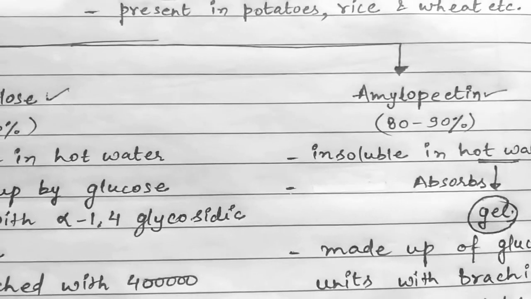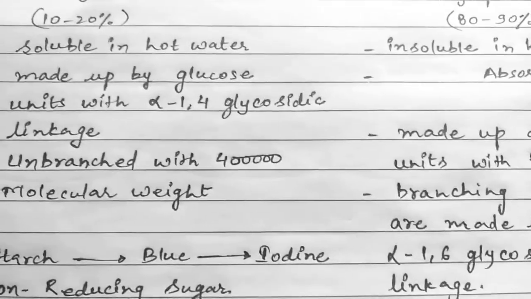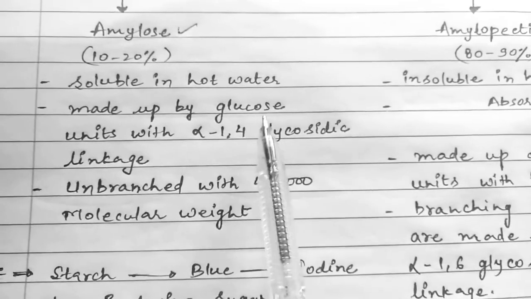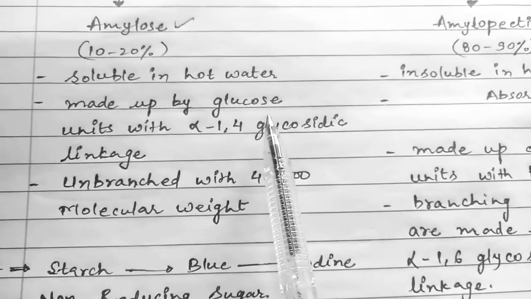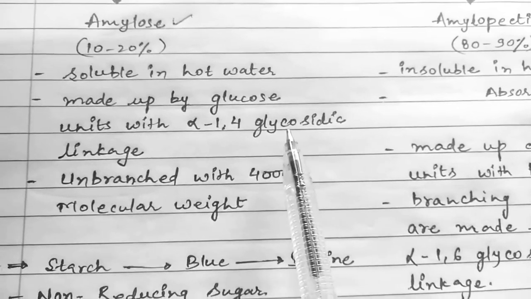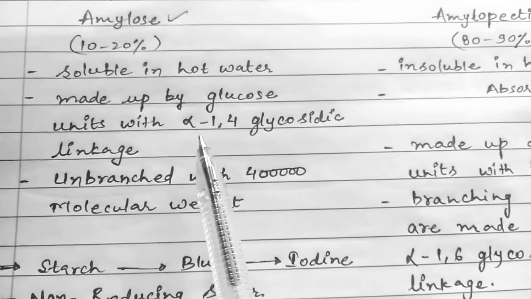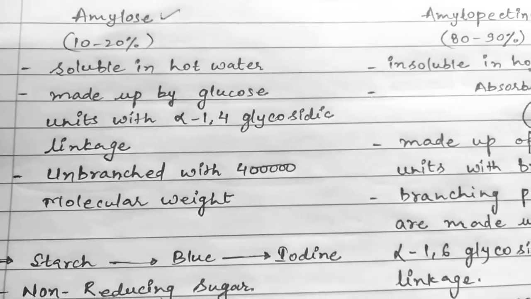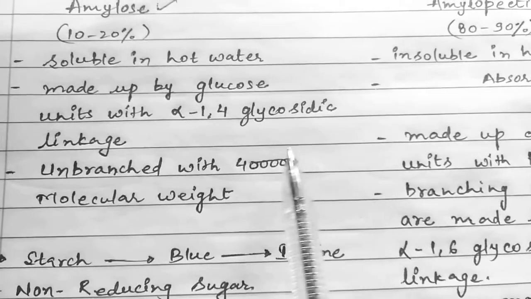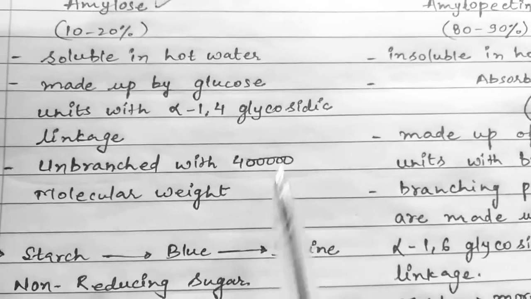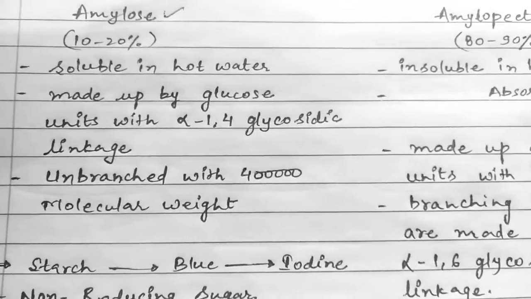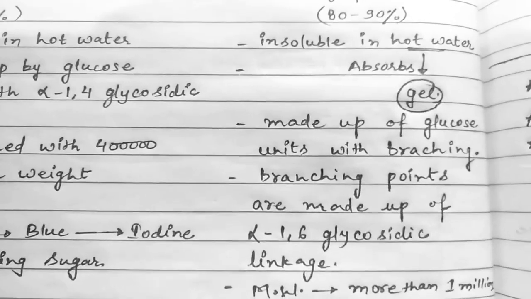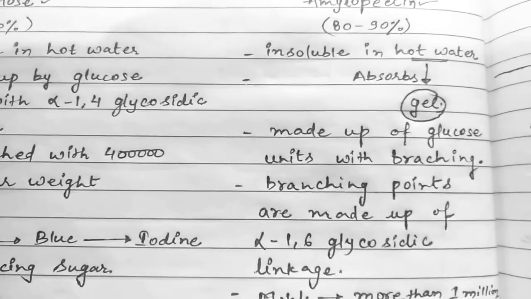Yes. Then student, we will talk about the structure of the amylose. Amylose has only glucose, and this is an unbranched molecule, having alpha 1,4 glycosidic linkage. Because it is unbranched, it has one type of bond, and the molecular weight of the amylose is 4 lakh only.